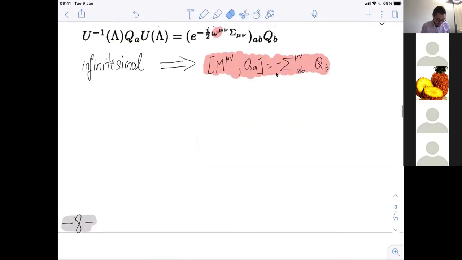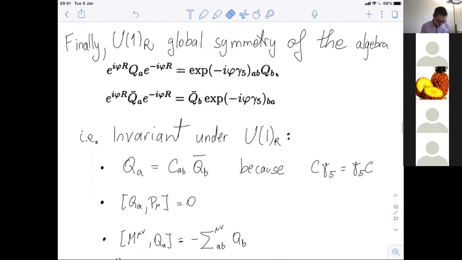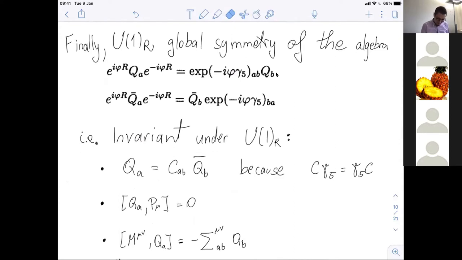Okay, thank you. So there is this subtlety about the global symmetry of the algebra. If you remember, there was a fourth relation which does not belong to the algebra. One can notice that the algebra has a global symmetry U(1). In particular, when you change the field in this chiral gamma 5 way, then all these relations stay invariant, meaning they stay the same. So in particular, this one and that one and that one.